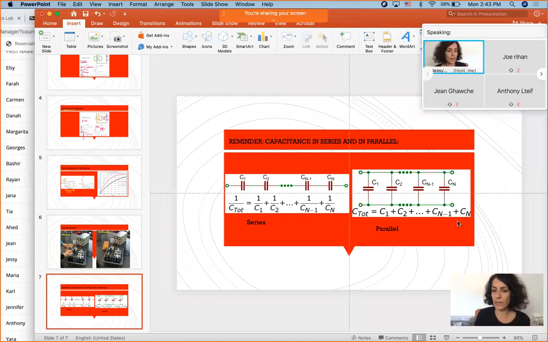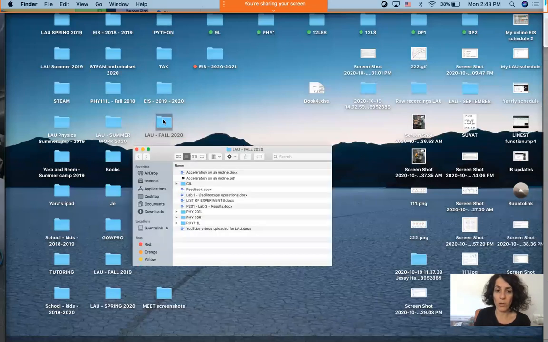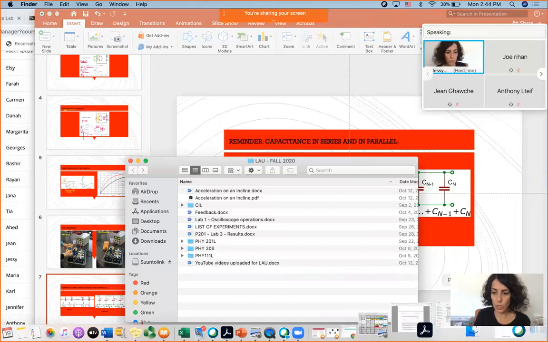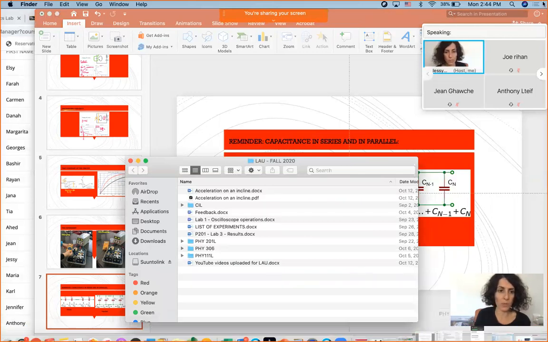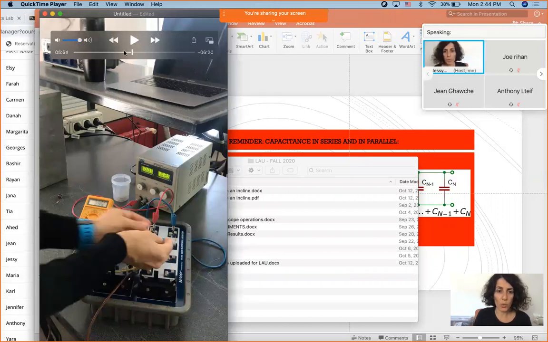C total, you find it first, and then you can relate tau in series to tau in parallel to tau for one single capacitor and so on. Let me show you the lab report before you leave. Probably I'm gonna show you the video. I'm not gonna play the video. I will simply show you what to expect.